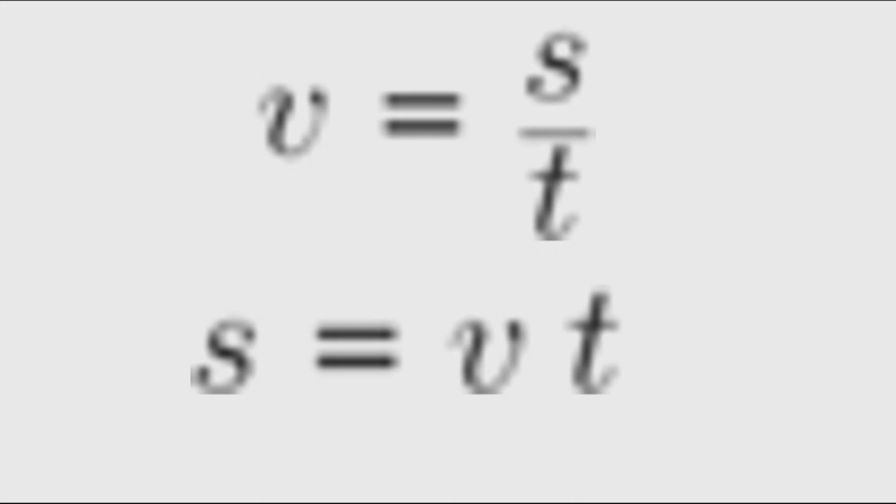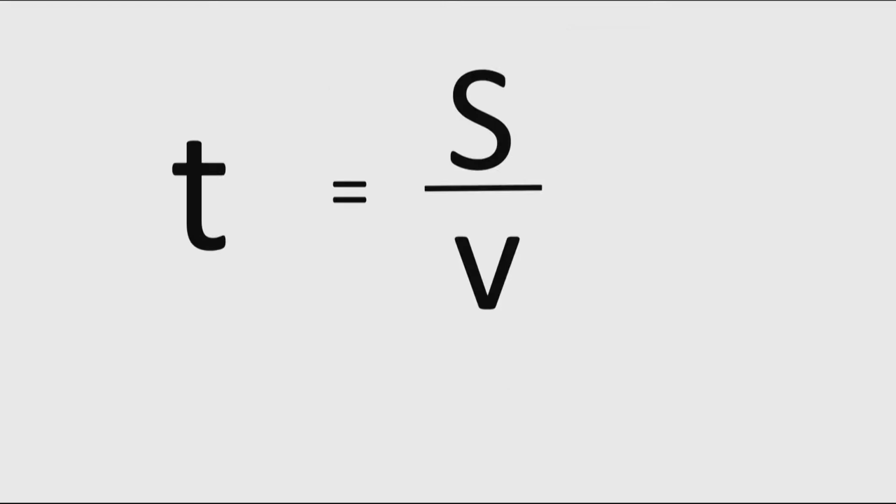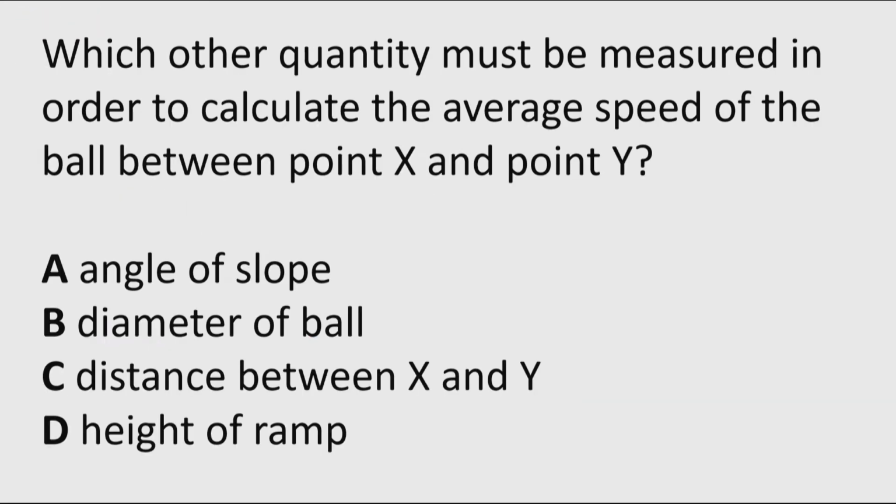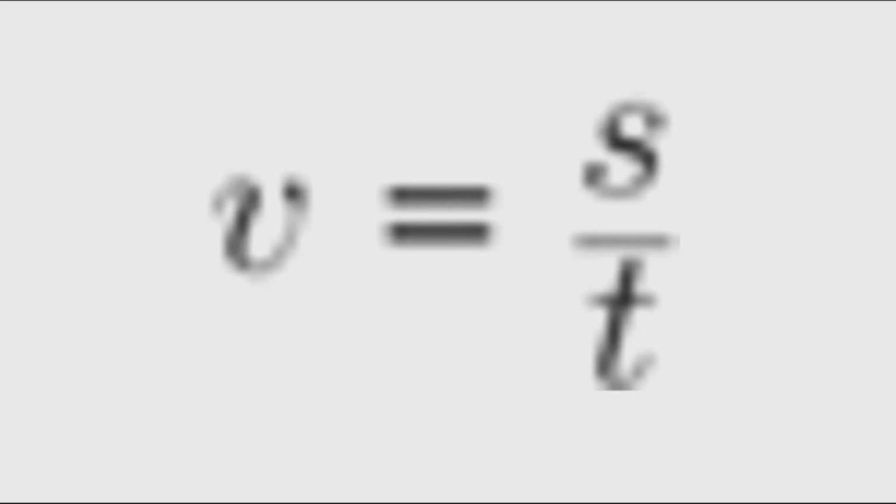Velocity or speed is equal to distance divided by time. Time is given, and you have to find velocity. Therefore, you just have to find distance. Therefore, the answer is C, distance between X and Y. Okay, this is the formula you use.